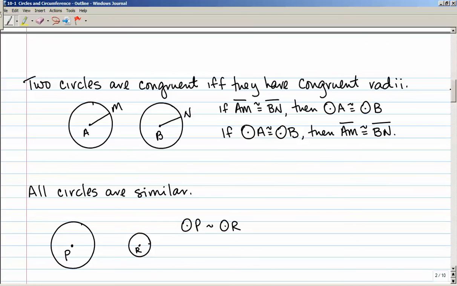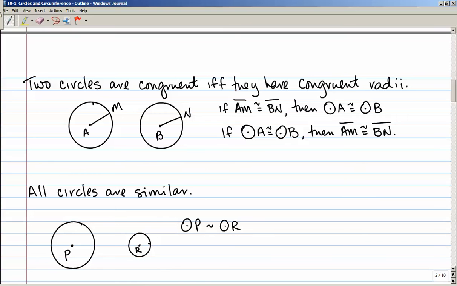Two circles are congruent if and only if they have congruent radii. So if AM is congruent to BN, then circle A is congruent to circle B, and conversely, if circle A is congruent to circle B, then AM is congruent to BN.